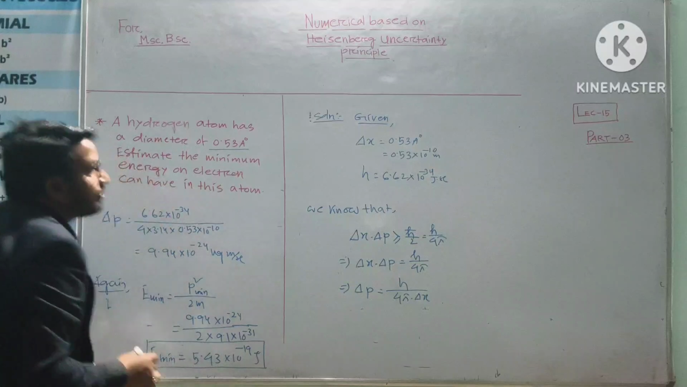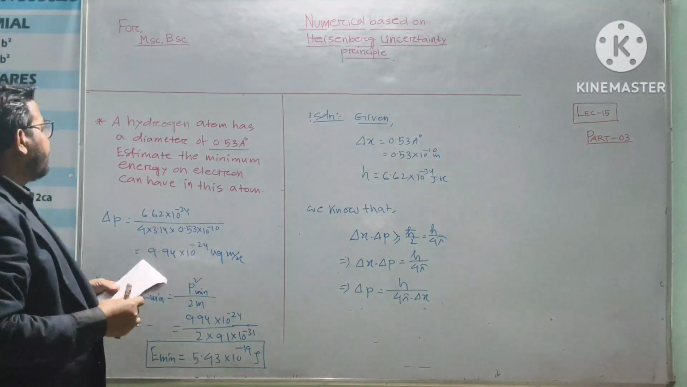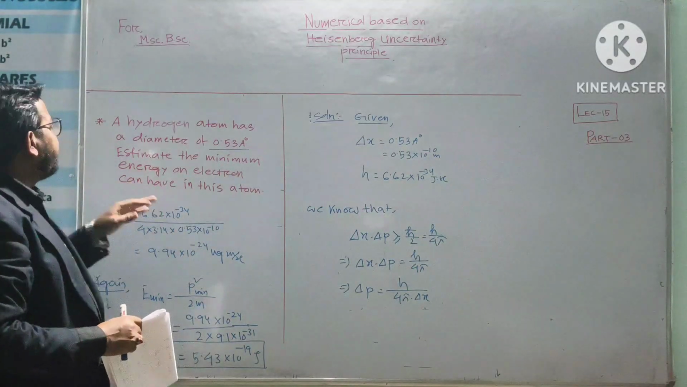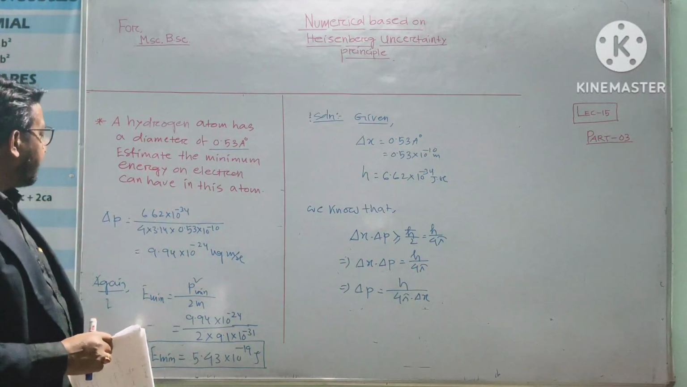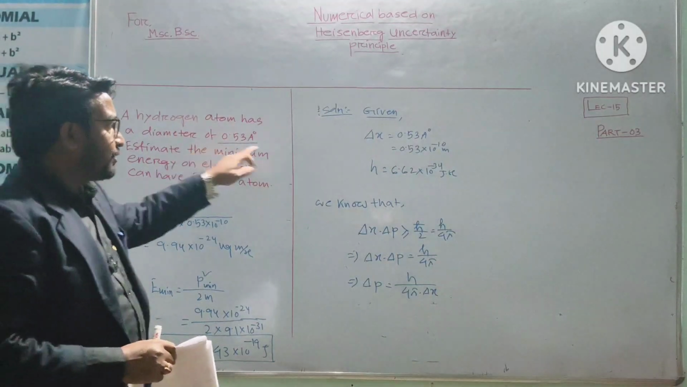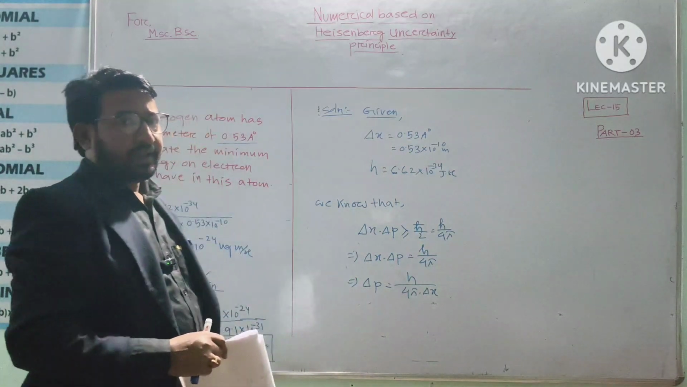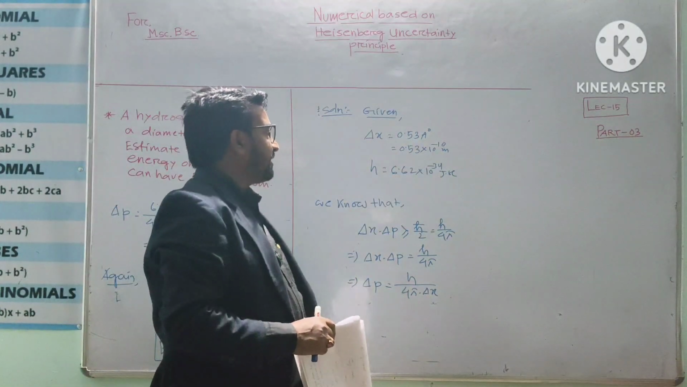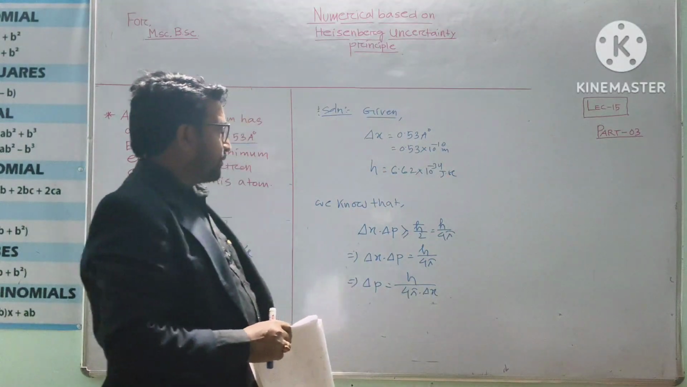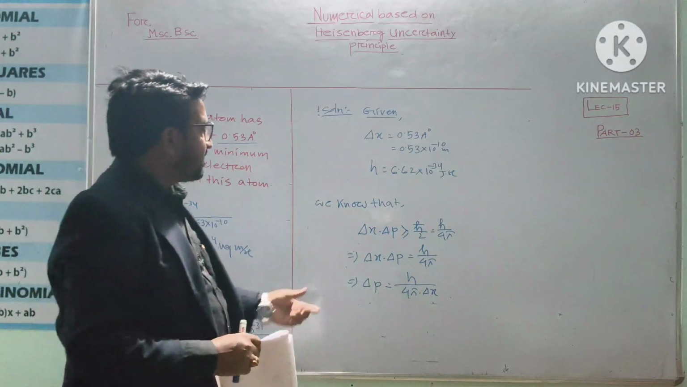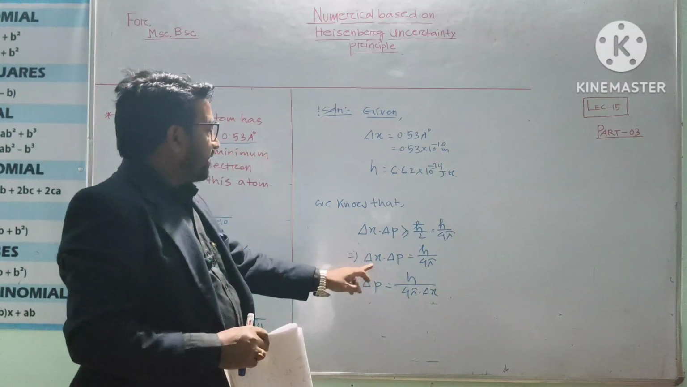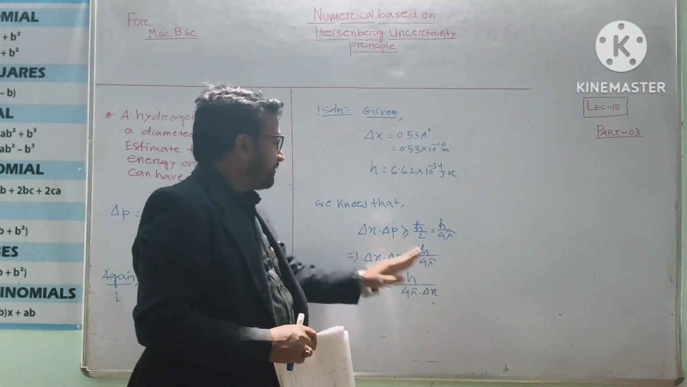For your better understanding, I am going to repeat this once again. The statement of this question: a hydrogen atom has a diameter of 0.53 angstrom. Estimate the minimum energy an electron can have in this atom. The given information: 0.53 angstrom is the uncertainty in position, so delta x equals 0.53 angstrom, which equals 0.53 × 10^-10 meter, because 1 angstrom equals 10^-10 meter, and Planck constant is 6.62 × 10^-34 joule second. By using the Heisenberg uncertainty principle, delta x delta p is greater than or equal to h bar divided by 2, which equals h by 4 pi, so delta p equals h by 4 pi times delta x.